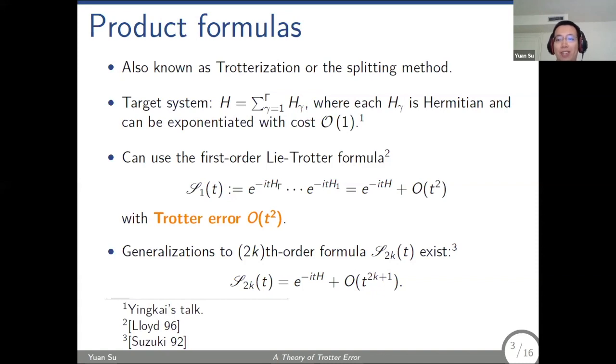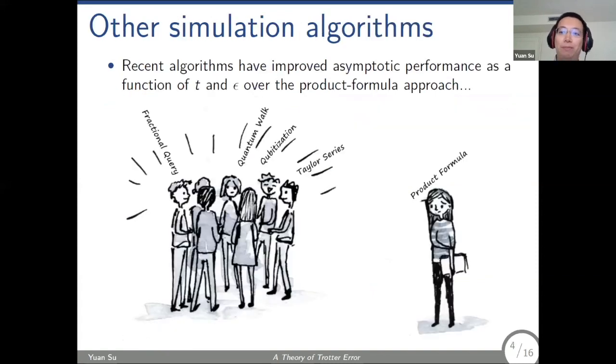I should mention that beyond this product formula approach, many other algorithms have been developed in recent years for quantum simulation. For example, we have the algorithm based on truncating Taylor series. We have another algorithm called the qubitization algorithm developed by Low and Chuang. And there are also algorithms based on quantum walk and many other quantum algorithms. You see from this picture that product formula doesn't look very happy because, for these more recent algorithms, rigorous analysis shows that they have improved asymptotic performance as a function of the evolution time and the accuracy.